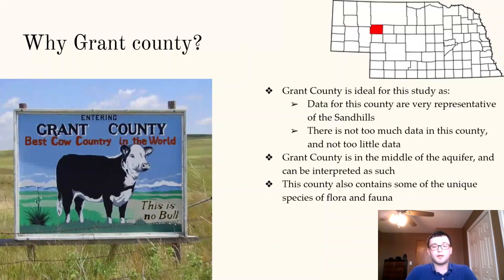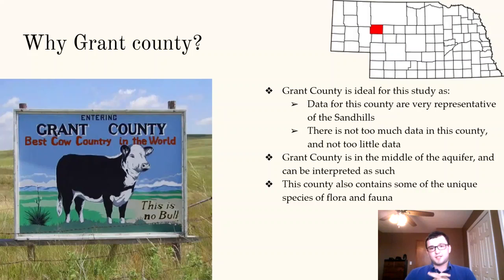So why did we choose Grant County? Grant County is ideal for this study, as data for this county are very representative of the overall hydrological conditions of the sandhills and can be interpreted as such. We also found that there is not too much data in this county as in other counties, such as Cherry County, and not too little data in this county, such as in Dakota County.